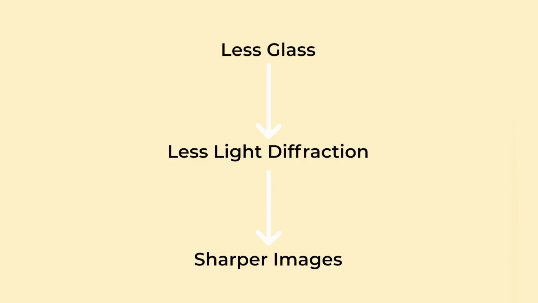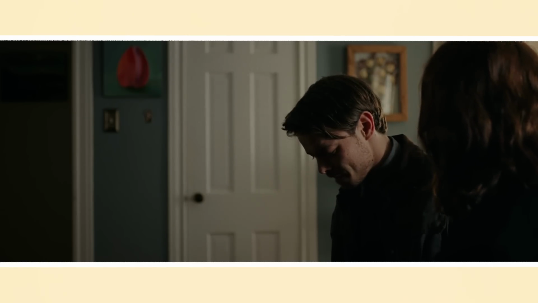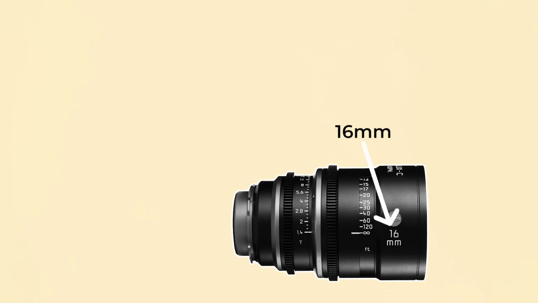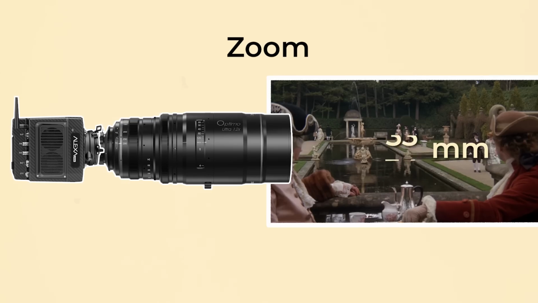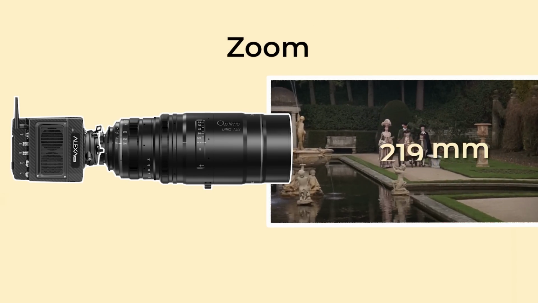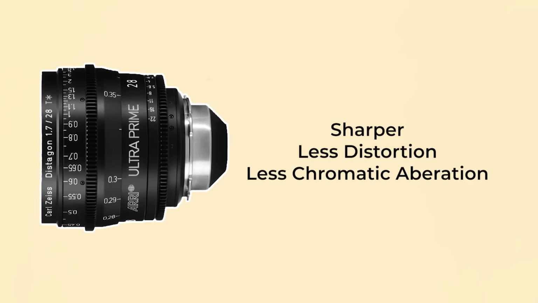Less glass means less diffraction of light, which usually means sharper images. Also, prime lenses only need to be corrected for optical aberrations like distortion and chromatic aberration for a single focal length. Zooms need to do this for multiple focal lengths, which is trickier to do. Therefore, your average prime lens will be sharper, with less distortion or bending of the image, and more minimal color fringing between dark and light areas.